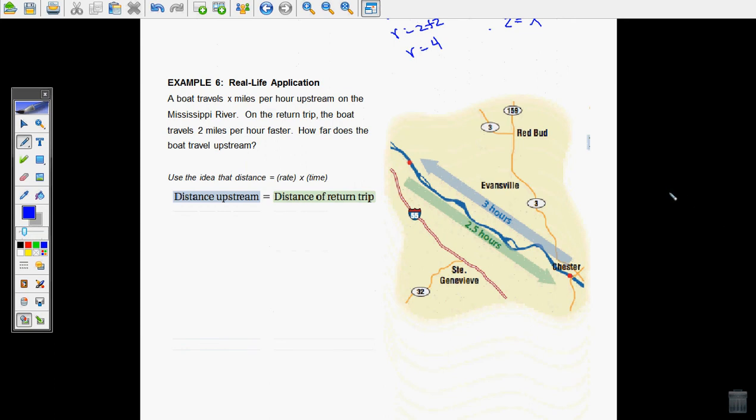Last example, real life example. Here we go. A boat travels X miles per hour upstream. Let's use blue for that one. The speed going upstream is X miles an hour. On the return trip, the boat travels 2 miles per hour faster.